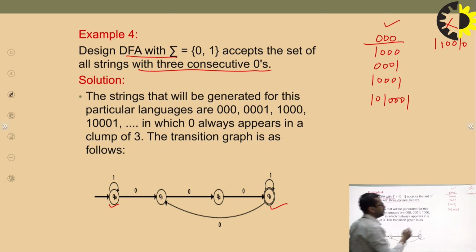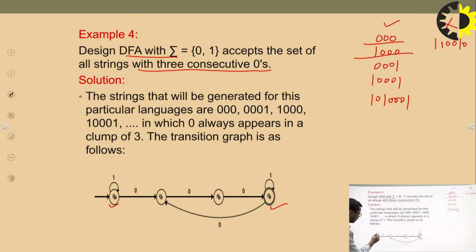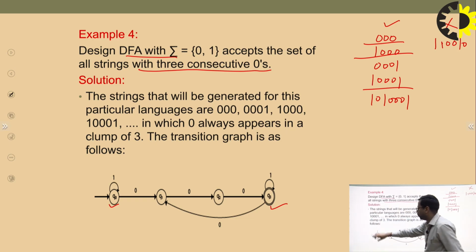Then when we have the string 1 0 0, what happens? With 3 consecutive 0s, we also go to the final state. When we use 1 0 0 1, that means when we have multiple 1s at the start, then 3 consecutive zeros, and then multiple 1s, we also have the final state.